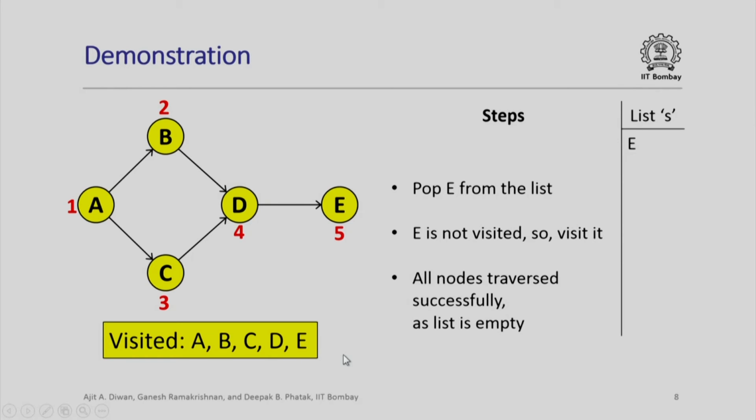I would like you to remember this fact: instead of a stack, by simply using the list as a queue, we are able to implement the breadth first search in exactly the same fashion that we had implemented the depth first search. The only difference is that because we are treating the list as a queue, the pushing happens at the back of the queue and popping happens at the front of the queue.